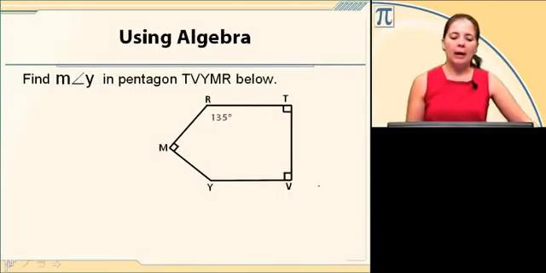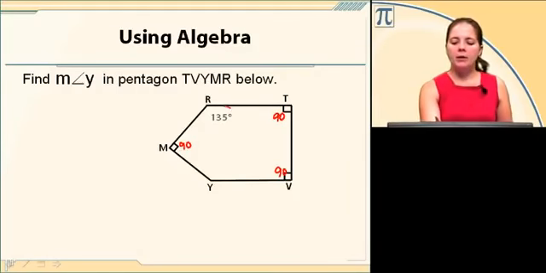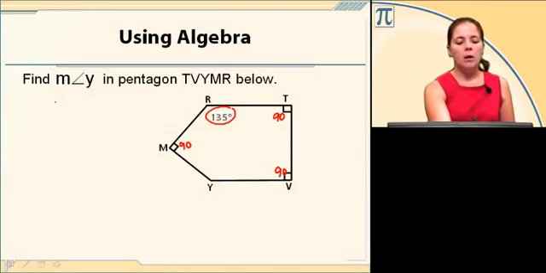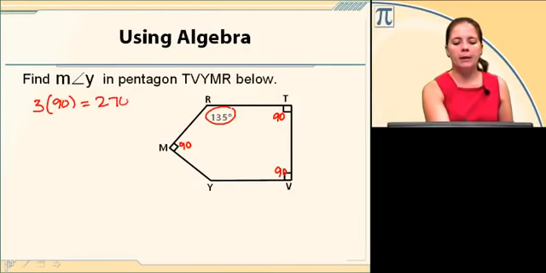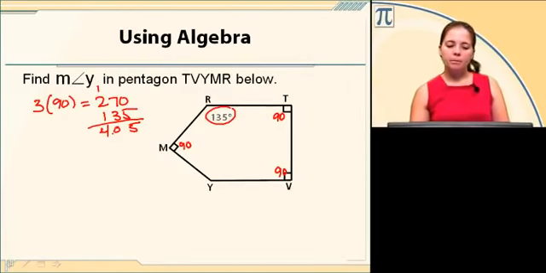Find the measure of angle y in pentagon TVYMR. Well, since these are 90 degrees, I have 90, 90, and 90. And then I also have 135 degrees. So I can figure out how many I have total. 90 times 3 is 270, plus 135. So far I have 405 degrees.